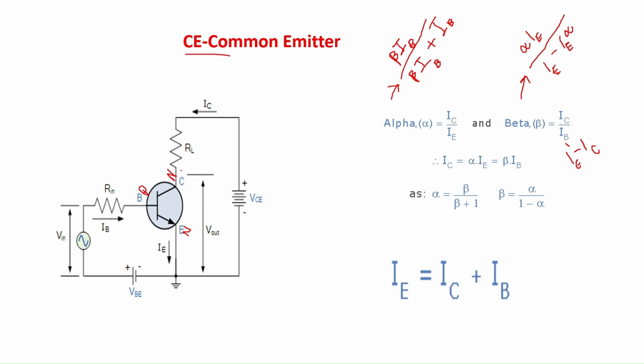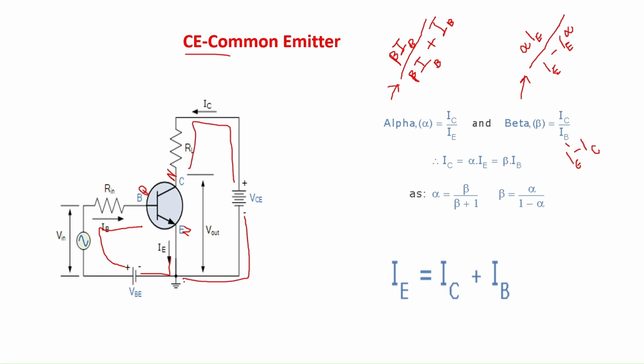So we know that the emitter base junction has to be forward biased. So the negative terminal is connected to the emitter and the positive terminal is connected to the base. Similarly, the collector has to be reverse biased. So the positive terminal is connected to the collector and the negative terminal is grounded.